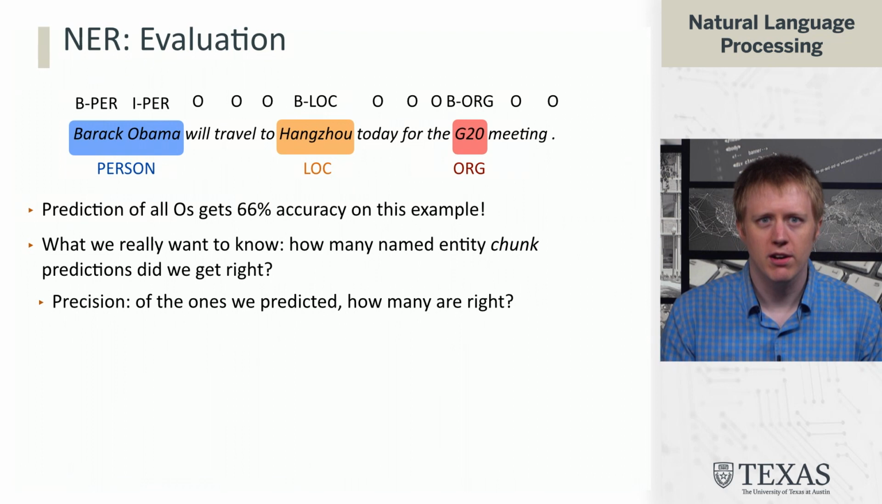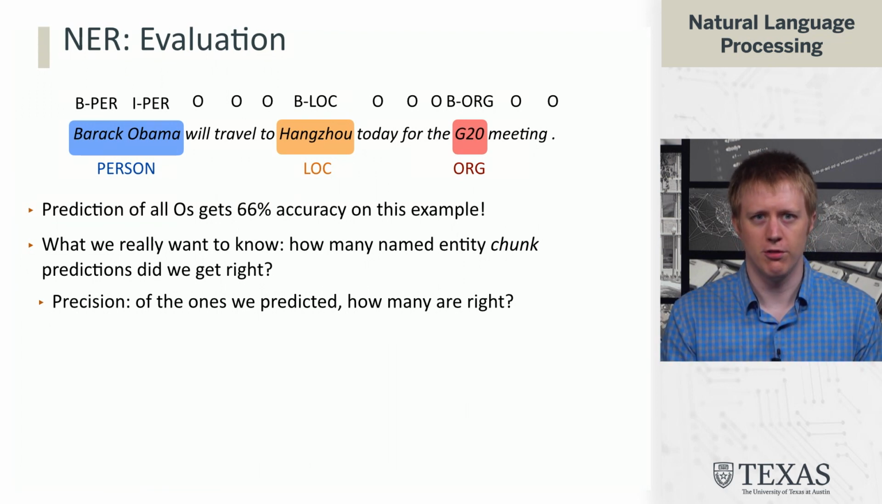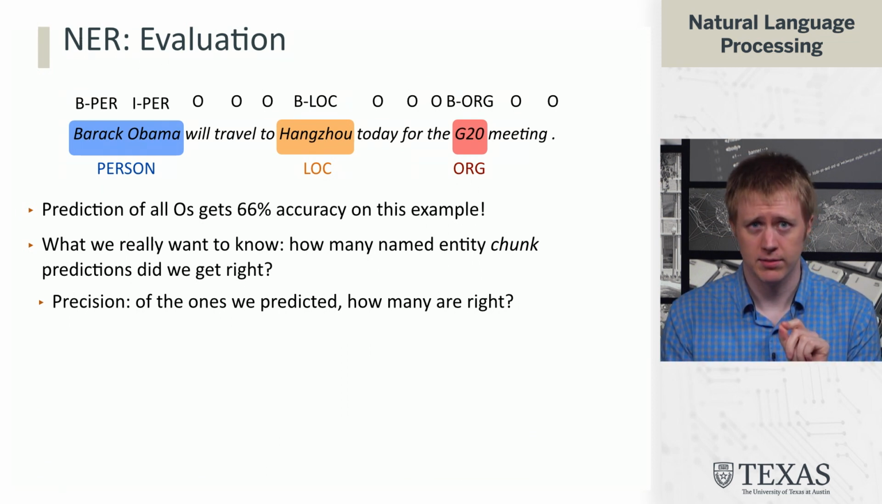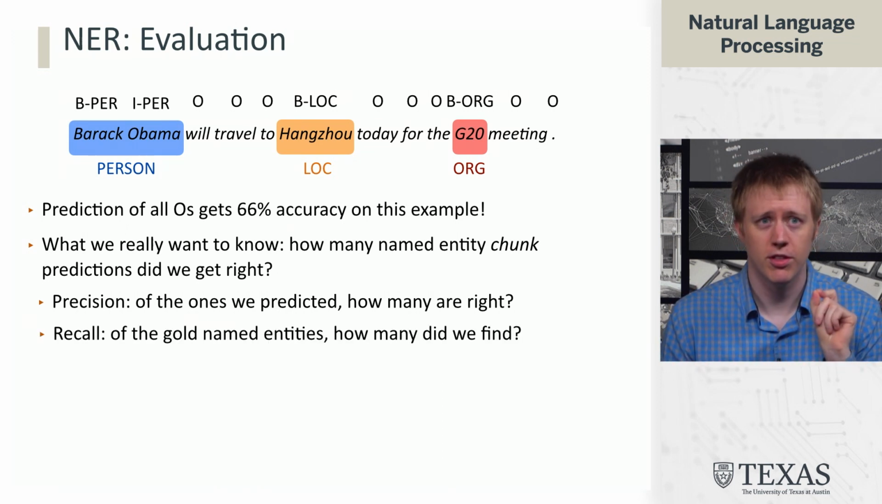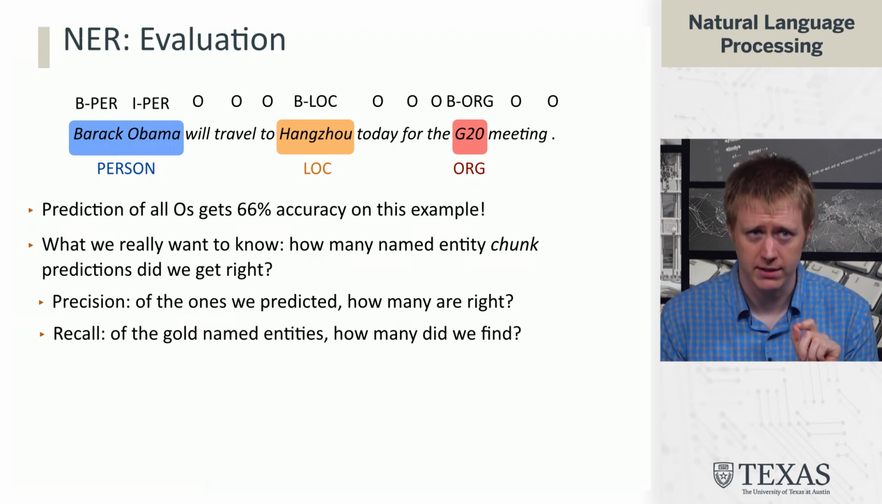And so this requires us to look at two notions of performance. The first is precision: of the ones that we predicted, how many of those are correct? And then recall is, of the ones that were truly there, how many of them did we find?